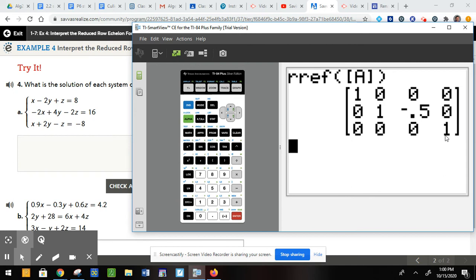Since 0 does not equal 1, we're going to say there's no solution. All right. So if what you get in your results is a true statement where things just cancel out, then it's infinite solutions. This is a situation where it's no solution because 0 does not equal 1.